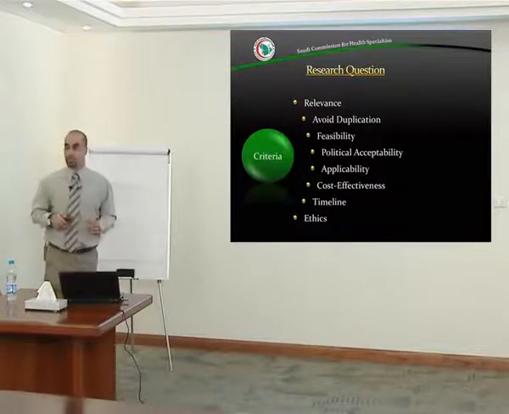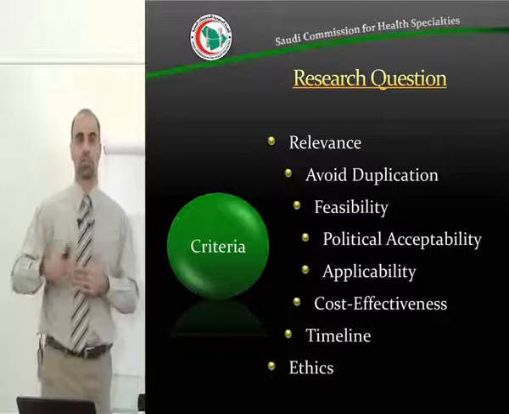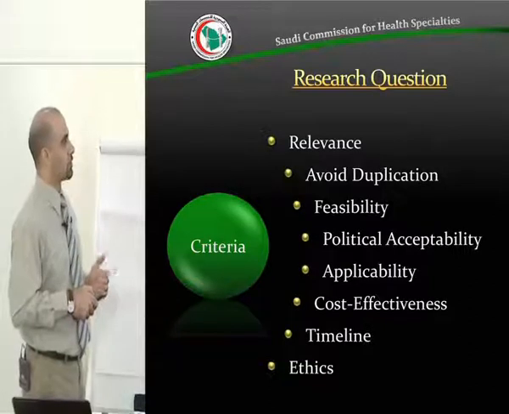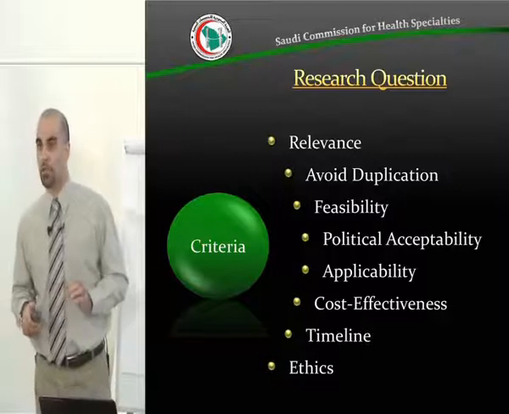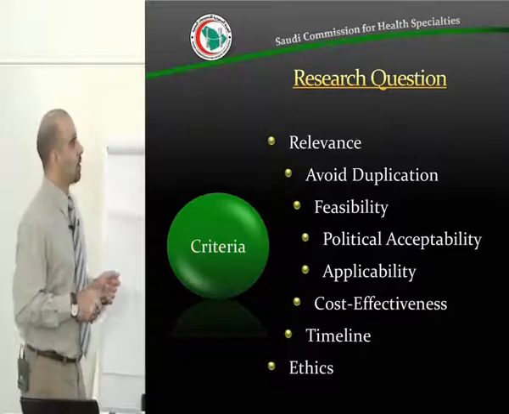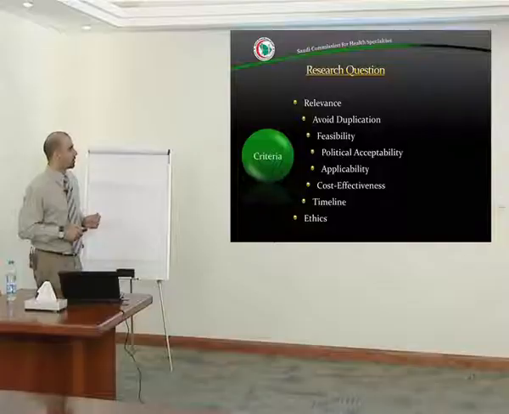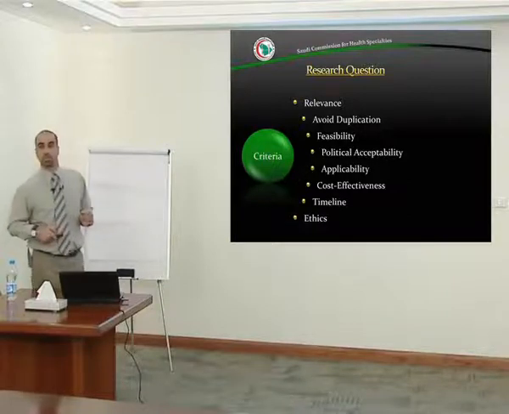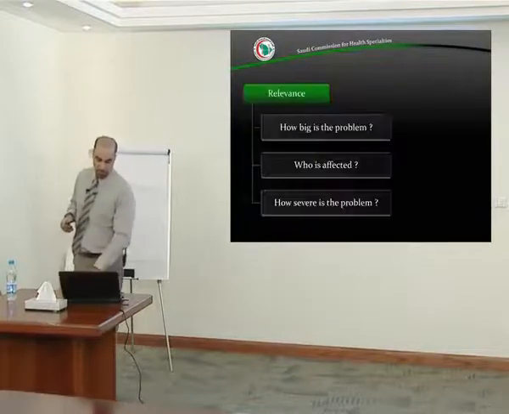Relevance. The research question has to be relevant, and I will talk about a few of them. Duplication. You should avoid duplication. You don't want to make exactly the same study as someone else, which was published before. Feasibility. A good research question should address a feasible topic. So you should not come up with a question that is not feasible, that you cannot do. Political acceptability, because it will facilitate a lot of problems in the future. It should be applicable, it should be cost effective, the timeline should be appropriate, and ethics. It should be ethical to carry out this research project.